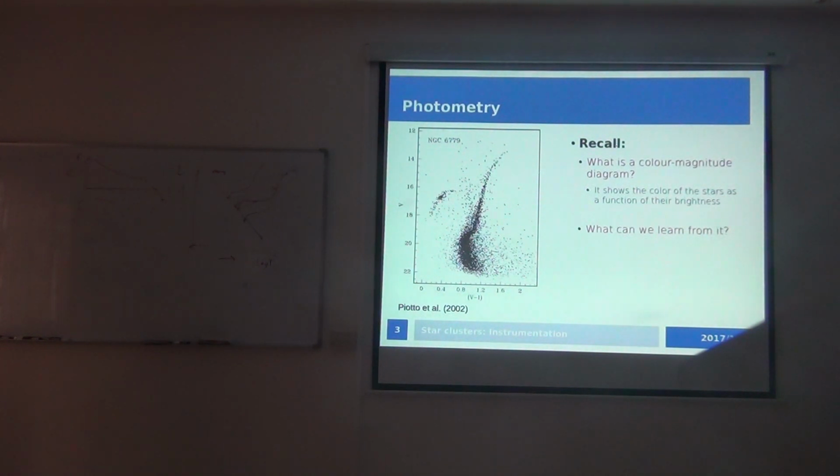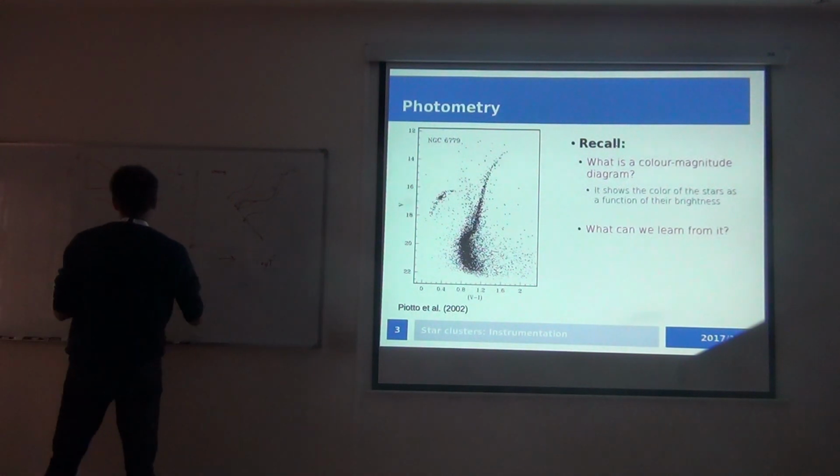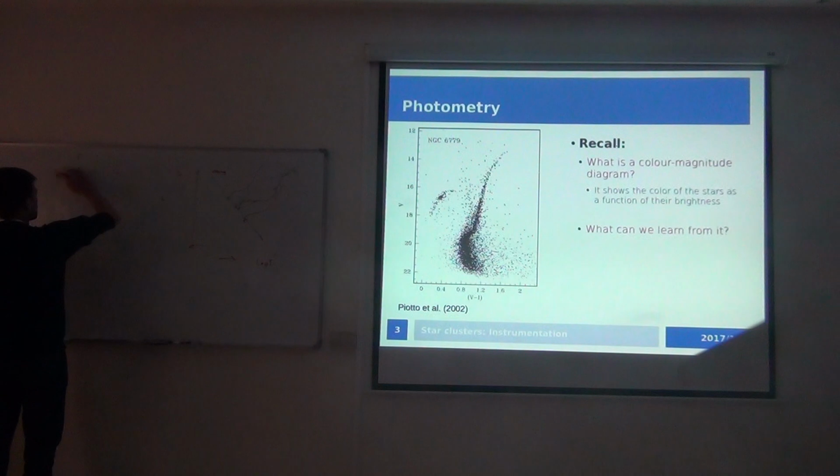Just one moment. Can you explain what V minus I means, and what the x and y axes are? Maybe that wasn't quite clear in the last lecture.